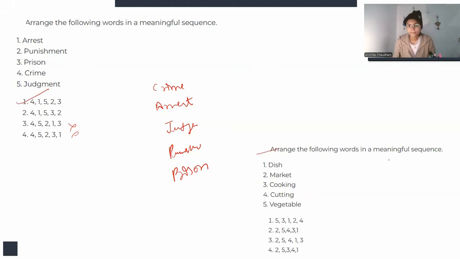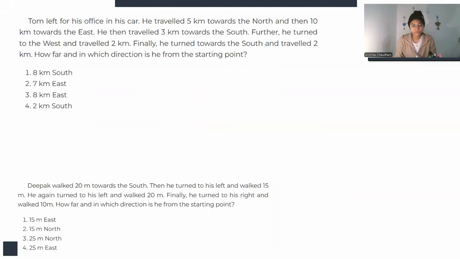Let's move on to here: dish, market, cooking, cutting vegetable. So first of all, we go to market, then we will buy some veggies, right? So 2 5, then we will cut them. 4, then we will cook them, then we will make a dish, right? So it would be the correct sequence.